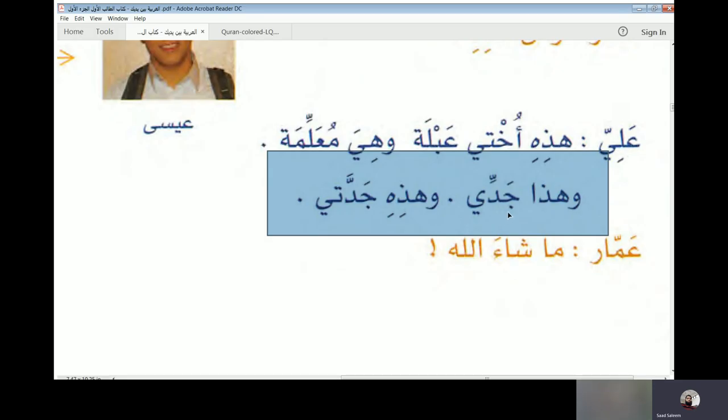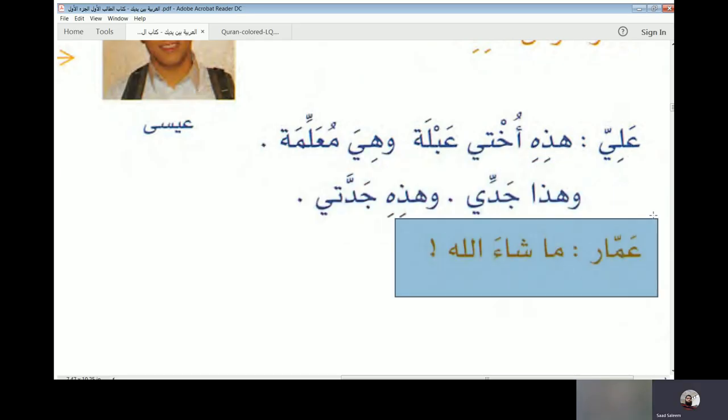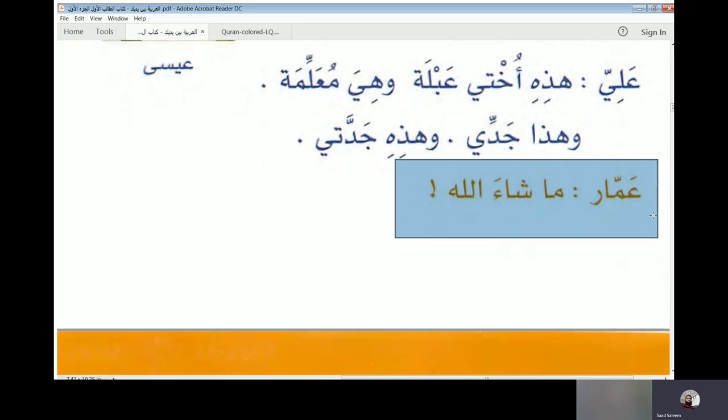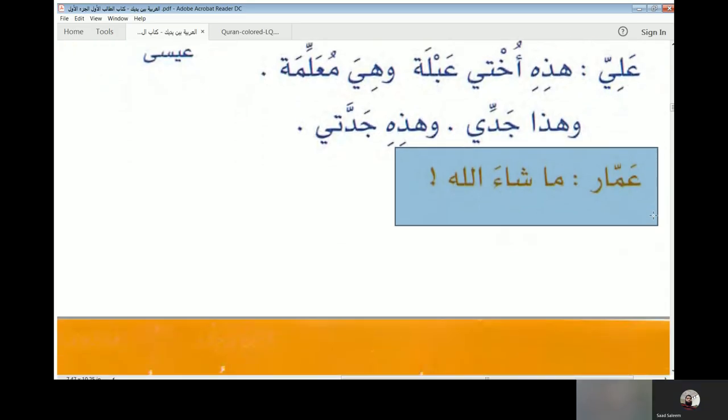Okay, I didn't recognize it in writing. My grandbaby calls me Jadda, but just vocally, I didn't see it in writing. So this is my grandfather, and this is my grandmother. Masha'Allah, may Allah protect them.